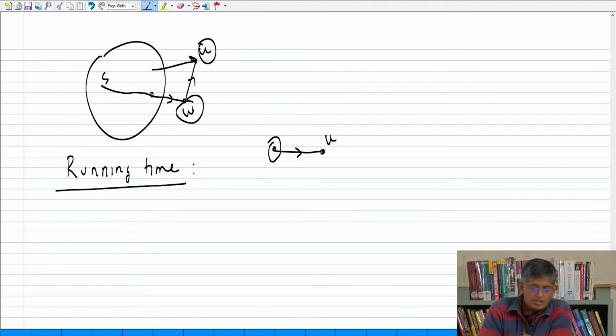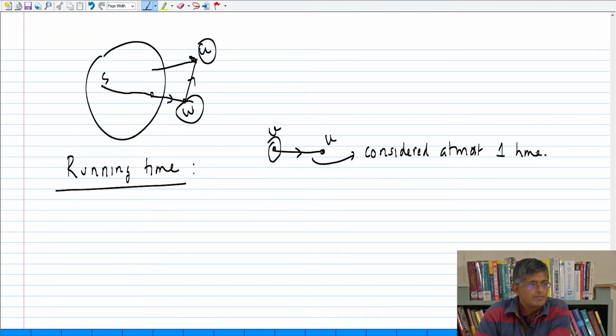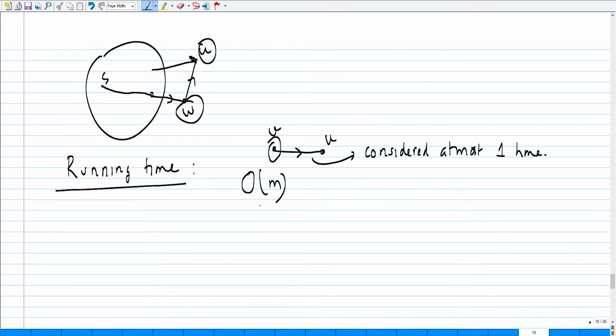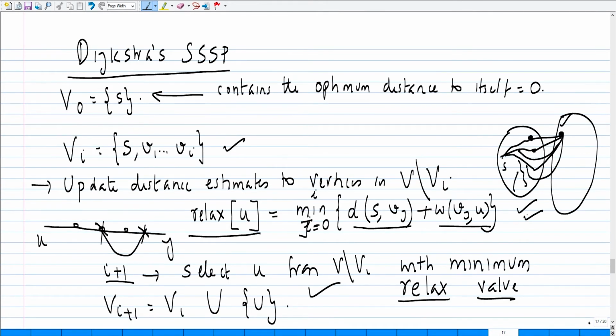Fine. So any edge, let us say Vu, is considered at most one time. So this contributes an effort of order of m. Observe that this is a very careful way of calculating the total effort taken here. I am just saying that the total number of relax estimates that you actually do is equal to the total number of edges in the graph.